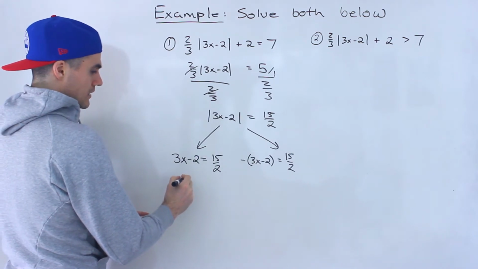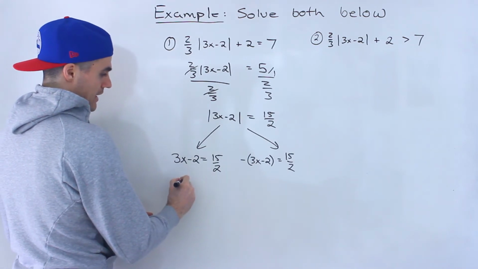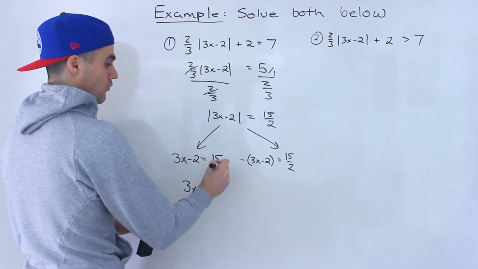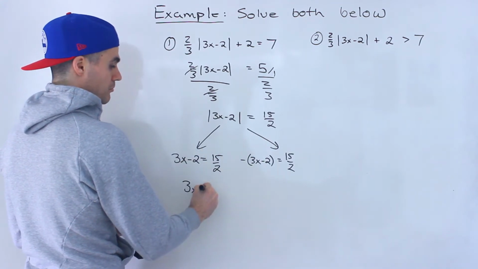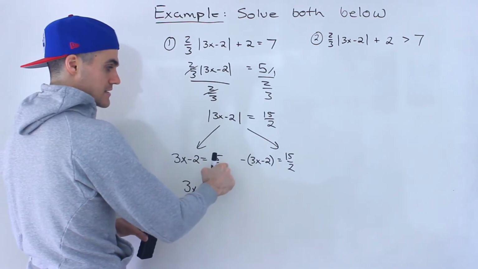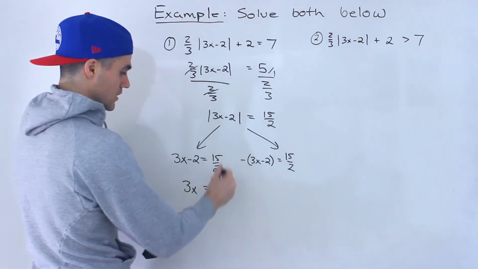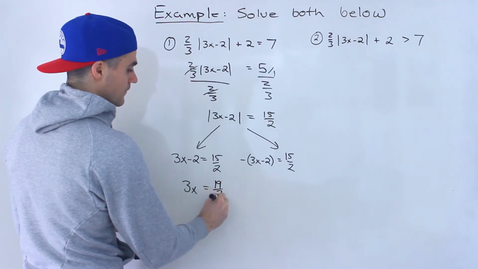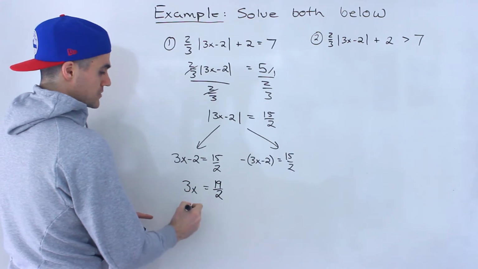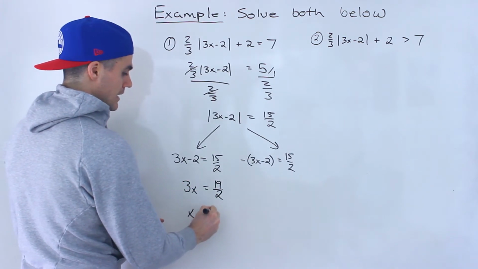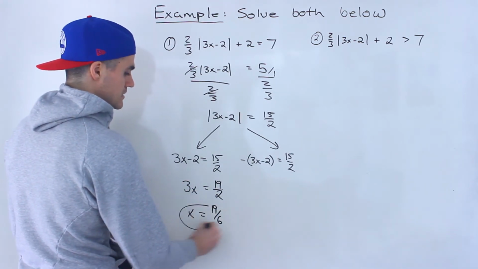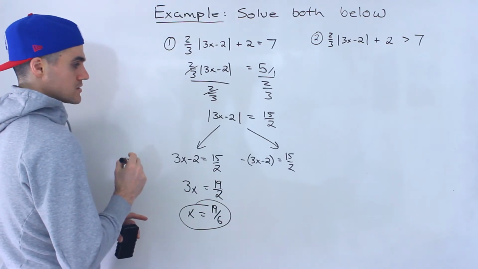So what would happen here is, to isolate for the x, we'd have 3x, bring the negative 2 over. So we'd have plus 2 on this side, which is plus 4 over 2. So we would end up with 19 over 2. Divide both sides by 3, x would be 19 over 6. So that's one of the solutions.